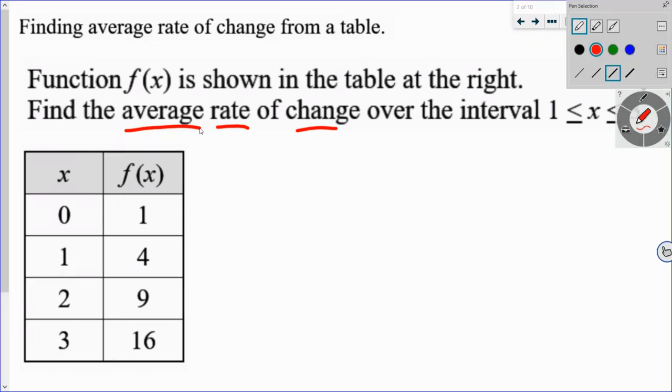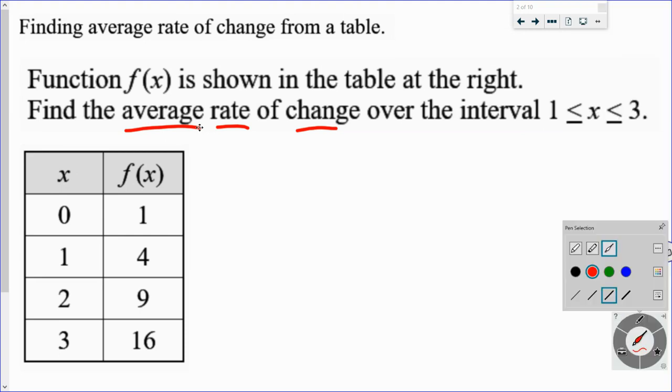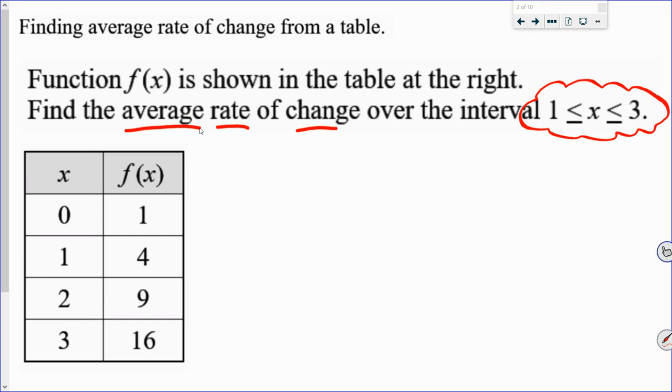Okay? Over the interval of 1 to 3. That's pretty important. So I'm going to look at that interval. I'm going to say, okay, I'm just going to find the average rate of change. So you might want to jot that table down just in a little chart. Really, the only thing that's important in that table is the interval of 1 to 3.